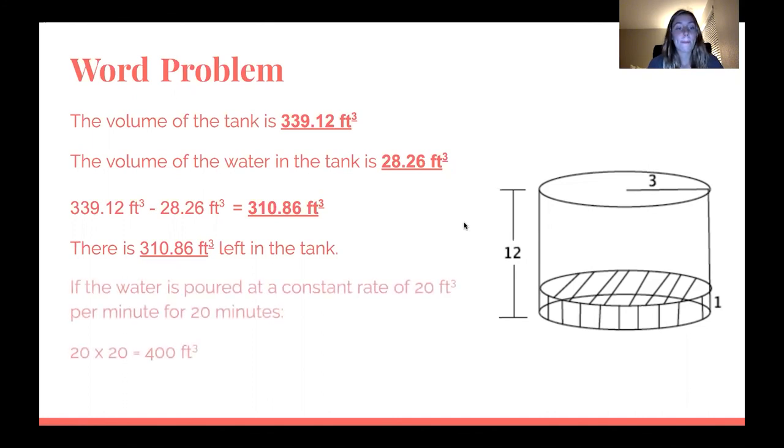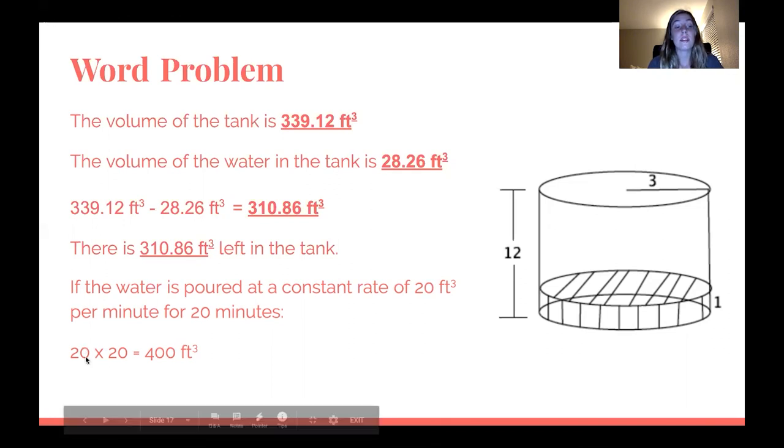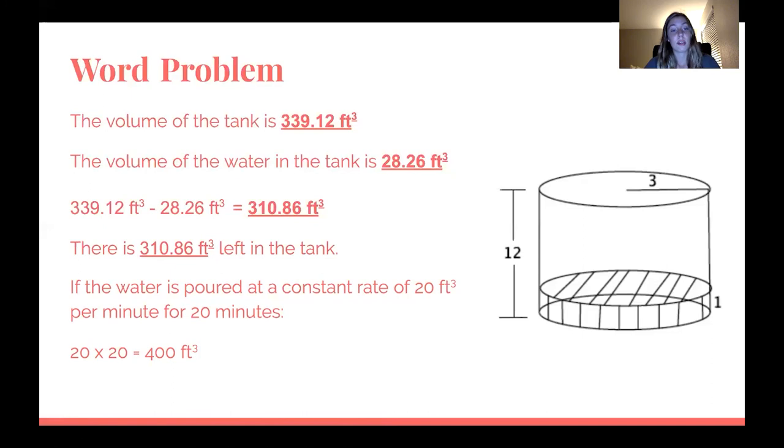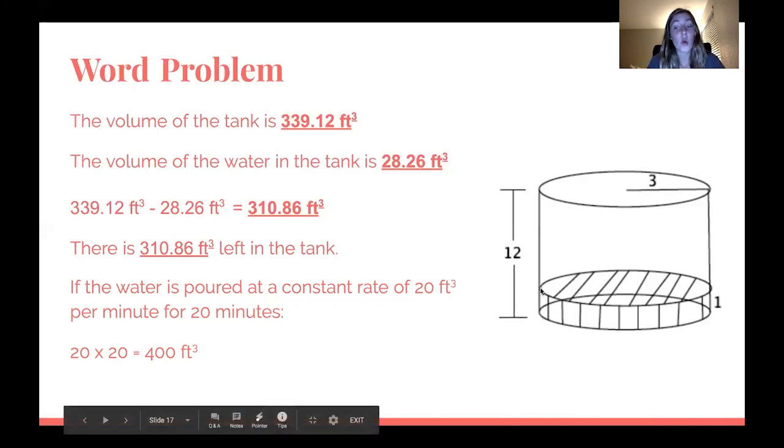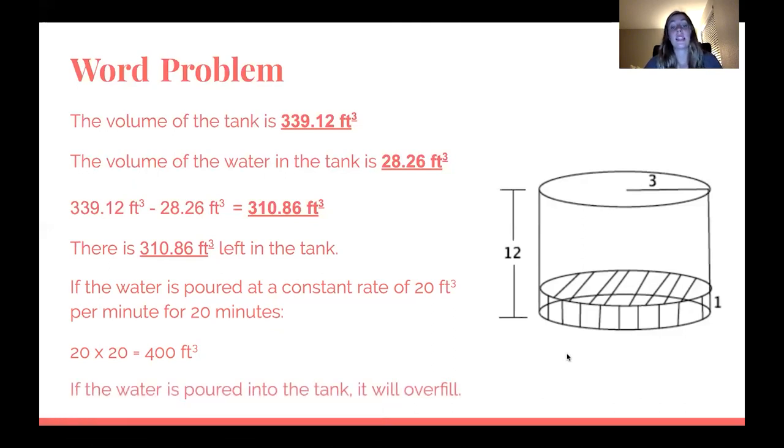So if the water is poured at a constant rate of 20 feet cubed per minute for 20 minutes, that would look like 20 times 20 to get 400 feet cubed. So if water was poured for 20 minutes at a constant rate of 20 feet cubed per minute, with knowing that the water is already here in the tank, the water poured into the tank would overfill it.